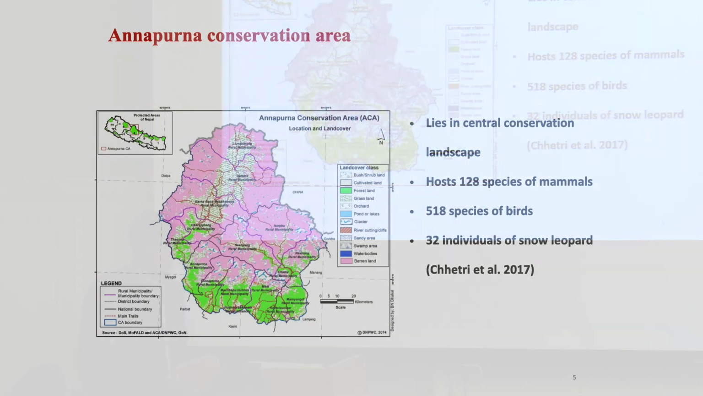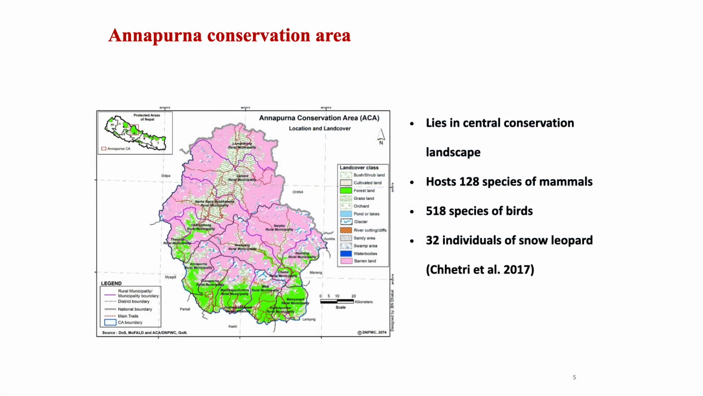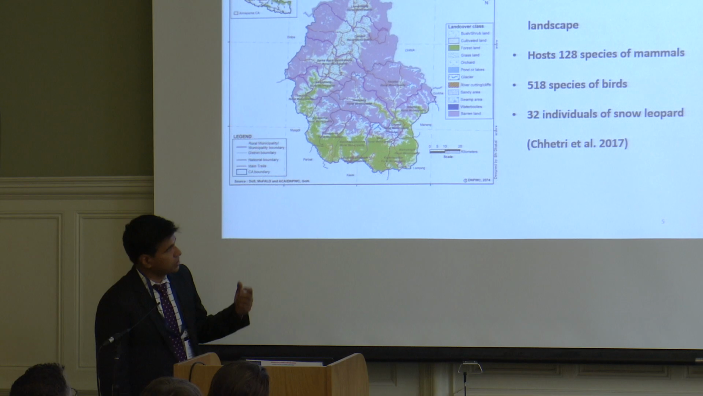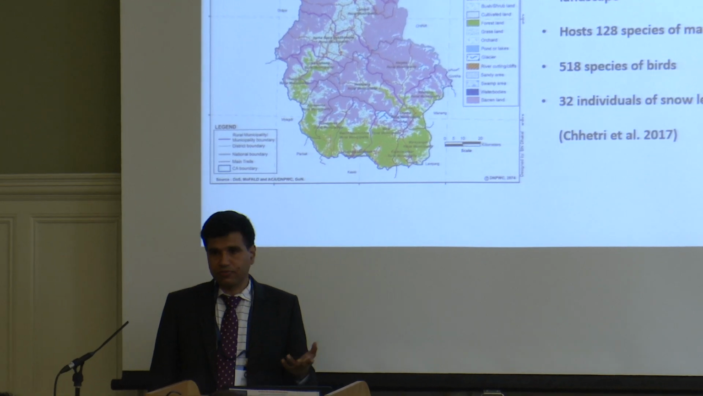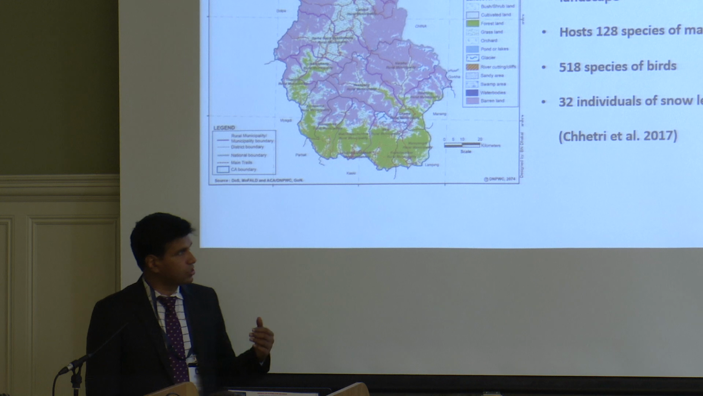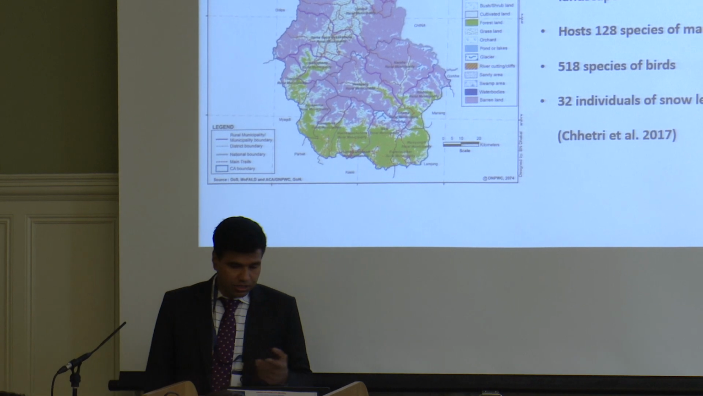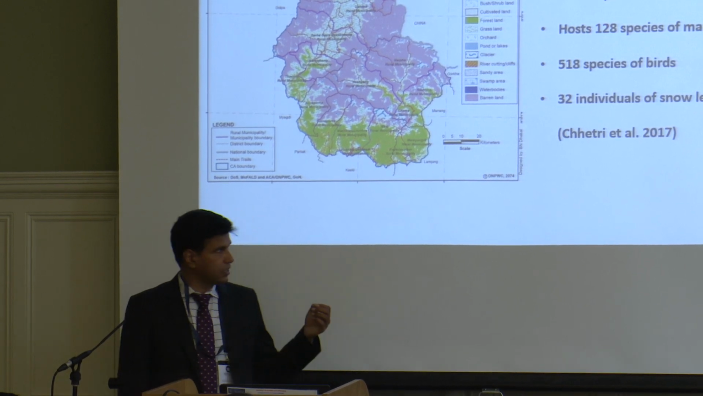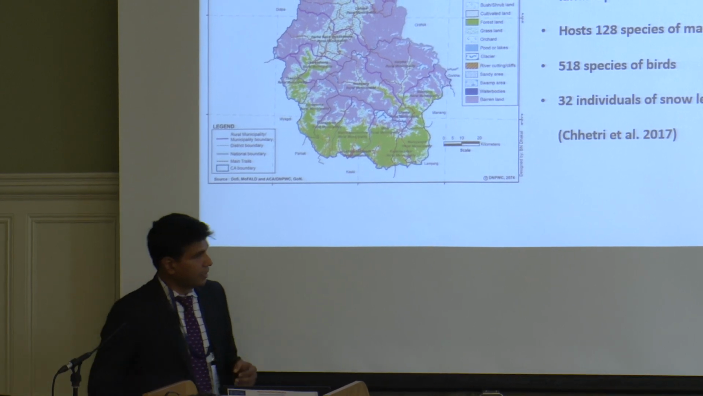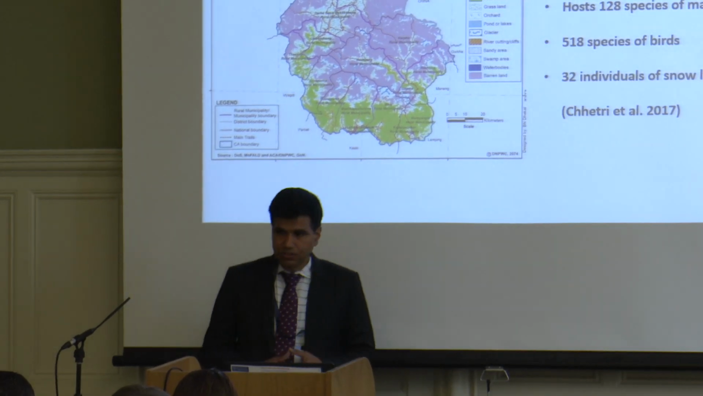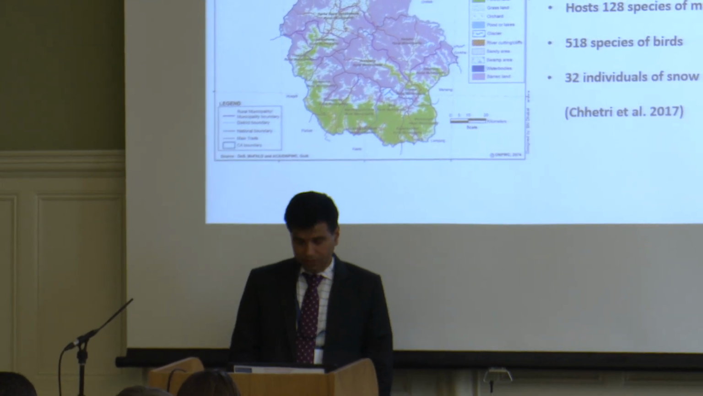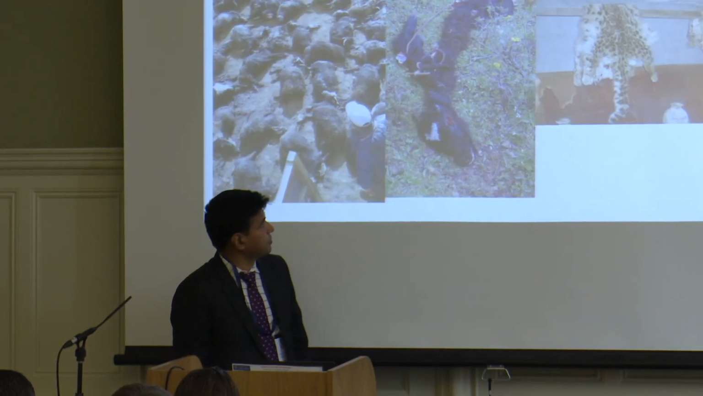Now I'm coming to the Annapurna Conservation Area. This is one of the largest protected areas in Nepal, and it has a very wide altitudinal range. It ranges from 800 meters to 8,000 meters, and it has a very wide range of biological diversity. It hosts about 125 species of mammals and more than 500 species of birds, and it hosts about 32 individuals of the snow leopards. This is the latest study conducted in Annapurna Conservation Area, and the estimation of the snow leopard population is based on the genetic study conducted there.